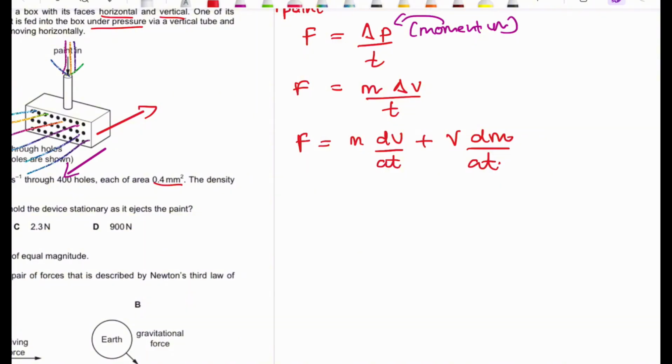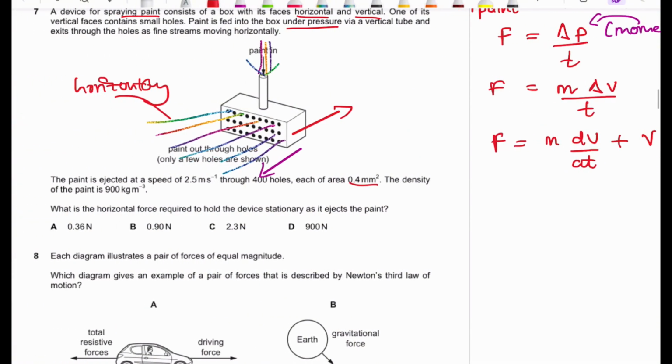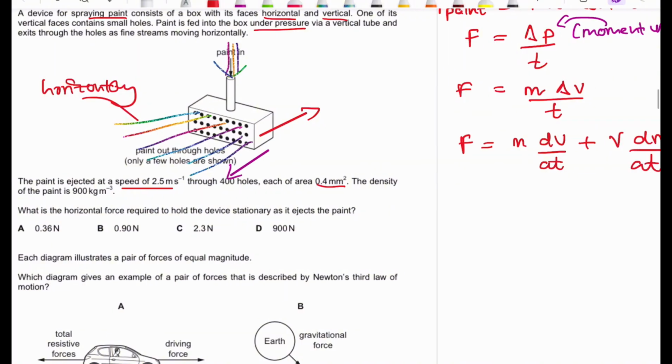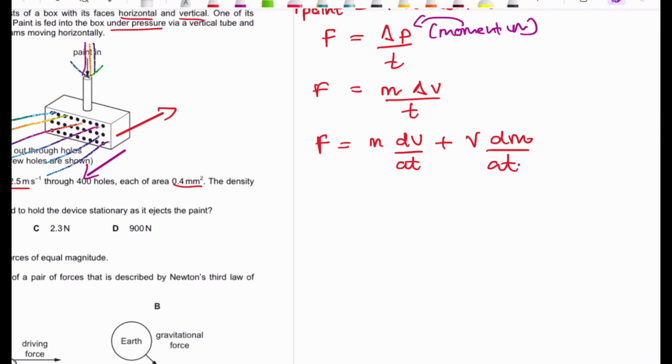But is our speed changing here? Get this. The speed is not changing because it's ejected at that same speed. But the mass of paint that goes out might change. The velocity of the paint is not going to change, meaning in this equation, the m dv divided by dt term is equivalent to 0. So basically our force is actually v dm divided by dt. So get this, the mass is changing but the velocity remains constant. I just need you to be able to get that.